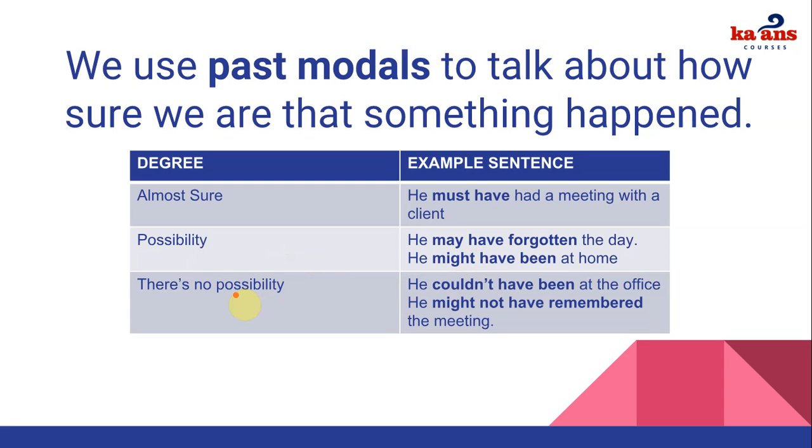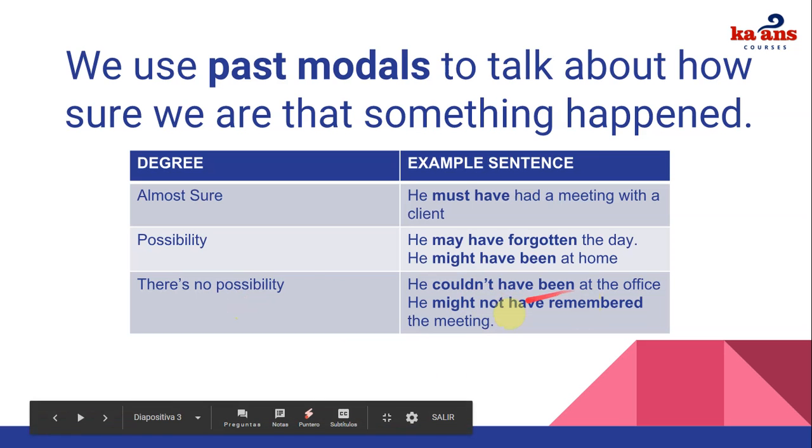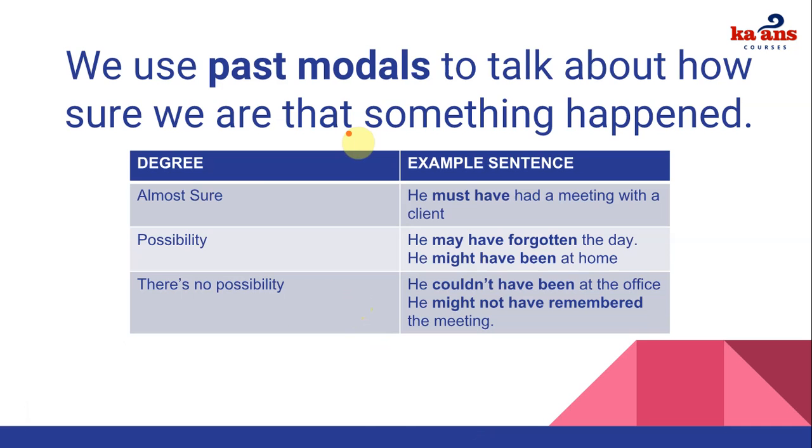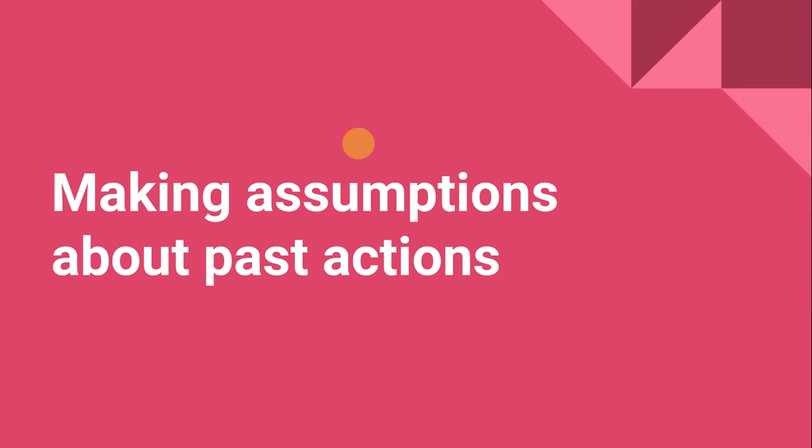And for no possibility, in this case, you could say, well, she couldn't have been at the dentist, right? She told me that her appointment was until next week. In this case, no possibility, so again you use couldn't have or might not have. Okay, so let's just focus on this topic because we'll see this right now in the next slide, making assumptions about past actions.